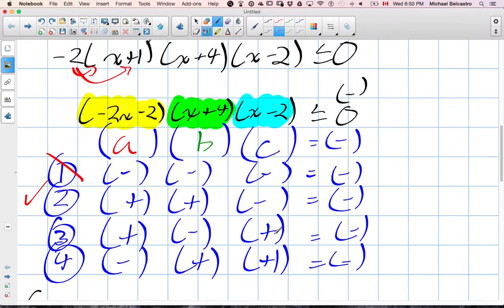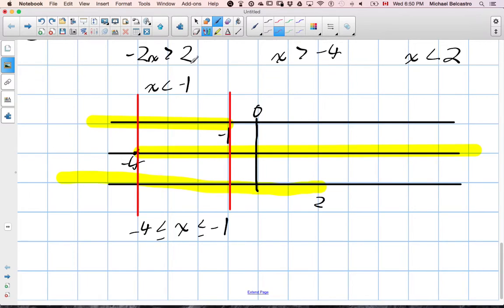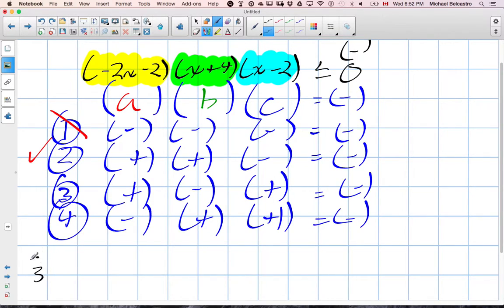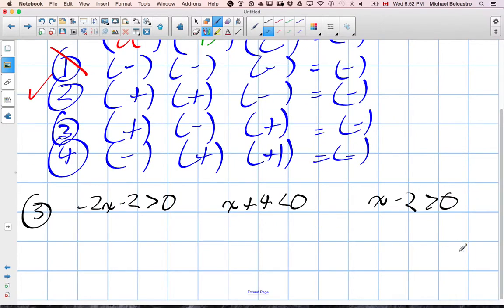Now we try case 3. We set this one to be positive, this one to be negative, this one to be positive. Okay, hopefully I haven't memorized my positive, negative, positive. Actually, what I'm going to do is pause this for a second. Case 3, we got the first one, so negative 2x minus 2 is, we want it to be positive, so we say greater than 0. X plus 4 is negative, so less than 0. And x minus 2 is greater than 0. All right, set up these number lines.